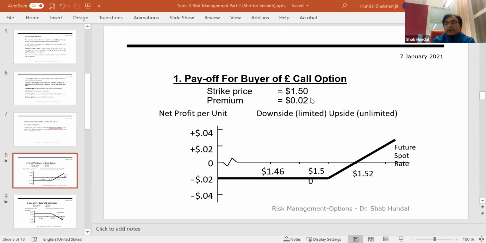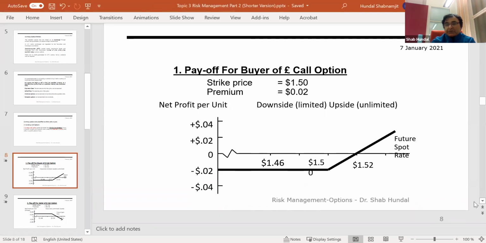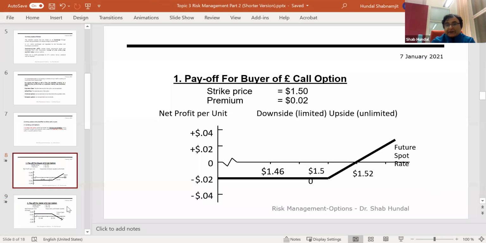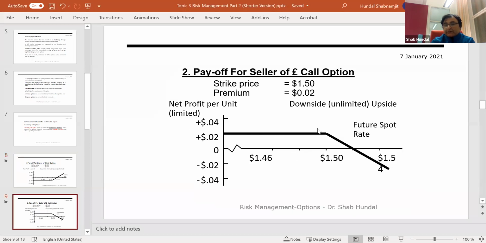But if you don't exercise the option, then you will not have unlimited loss. You have the maximum loss equal to 2 cents. Okay. But remember, who are you in this case? You are the buyer of the call option. But if you're a buyer of the call option, there should be some seller of the call option also. The seller of the call option is called the writer of the call option, and that is his payoff. Can you see this graph? This graph and this graph, can you compare? This graph is for the buyer of the call option, and this is for the seller of the call option.